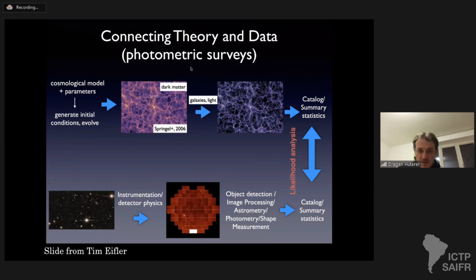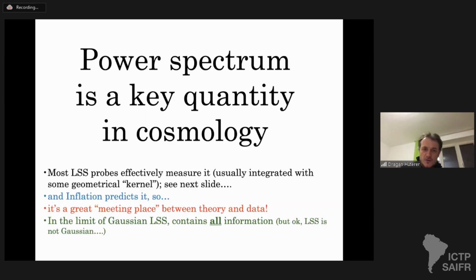This is your theory branch on the bottom, and this is your experiment, observational branch. They meet at the power spectrum. The power spectrum or its derivatives, like the weak lensing power spectrum, or occasionally distances measured by supernovae, are the meeting place between theory and experiment. So this is very important. The power spectrum is a key quantity in cosmology, P of k. I think I said it last time. Most large-scale structure probes effectively probe the power spectrum, or its derivatives.